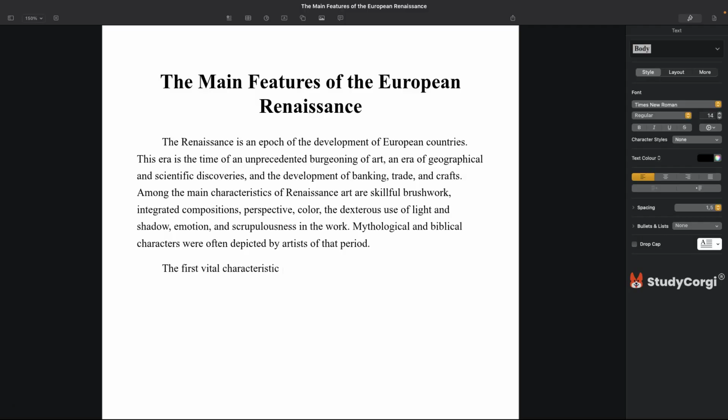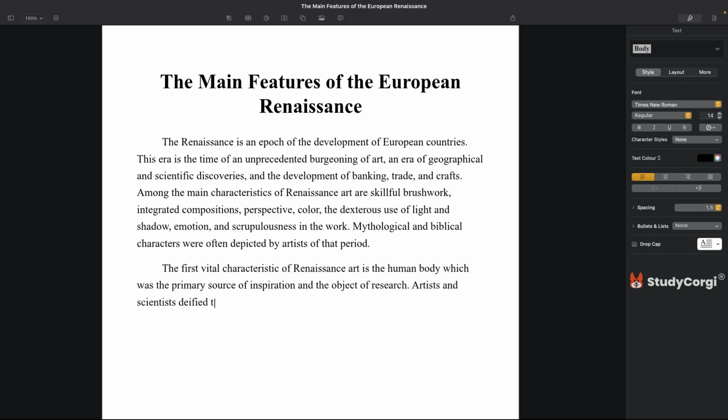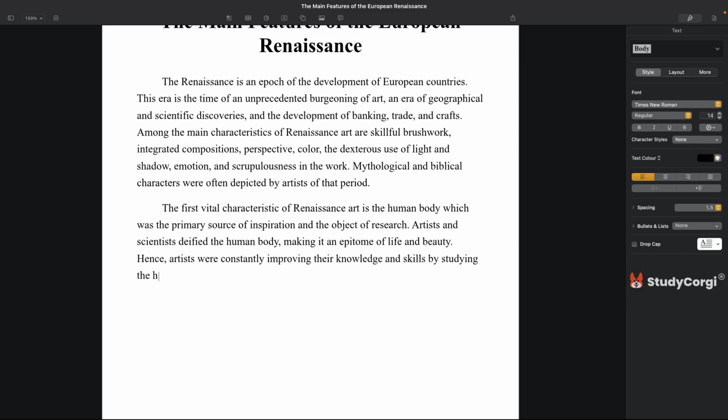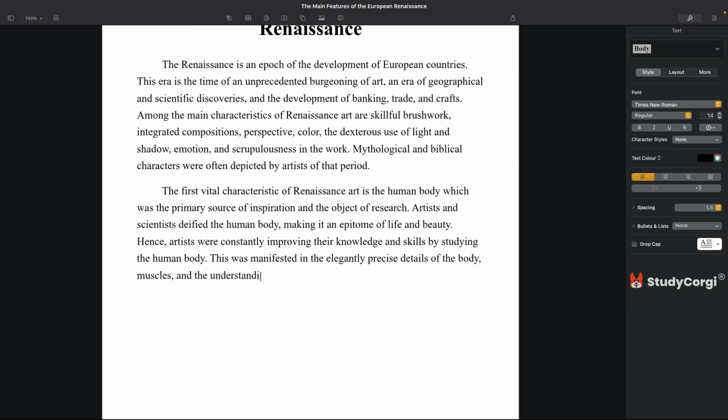The first vital characteristic of Renaissance art is the human body, which was the primary source of inspiration and the object of research. Artists and scientists deified the human body, making it an epitome of life and beauty. Hence, artists were constantly improving their knowledge and skills by studying the human body. This was manifested in the elegantly precise details of the body, muscles, and the understanding of motor skills.